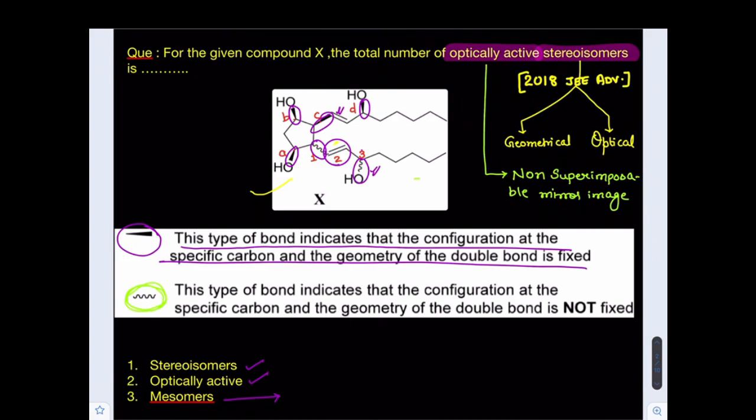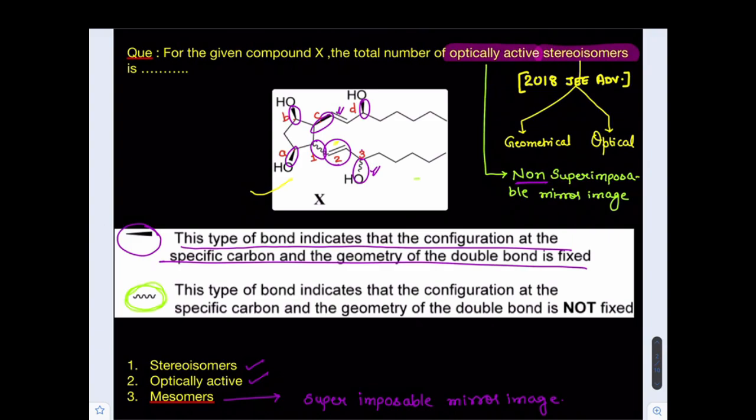What are mesomers? Mesomers are such optical isomers which have a superimposable mirror image. See, these optically active ones had non-superimposable mirror images, whereas mesomers will have a superimposable mirror image. Okay, they will have a superimposable mirror image.